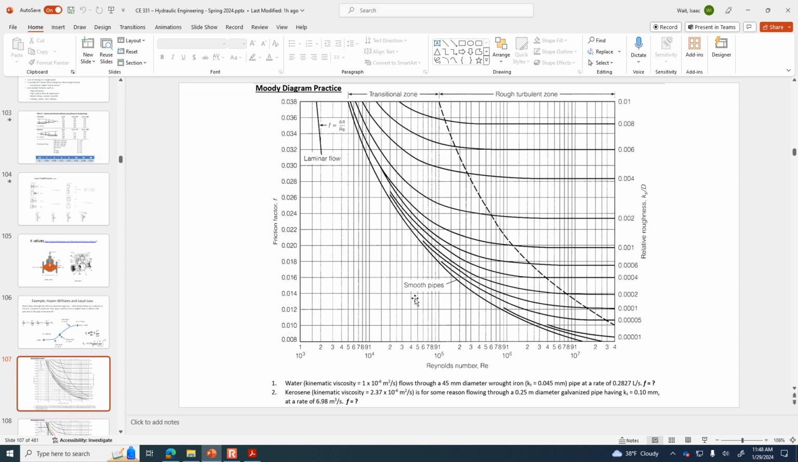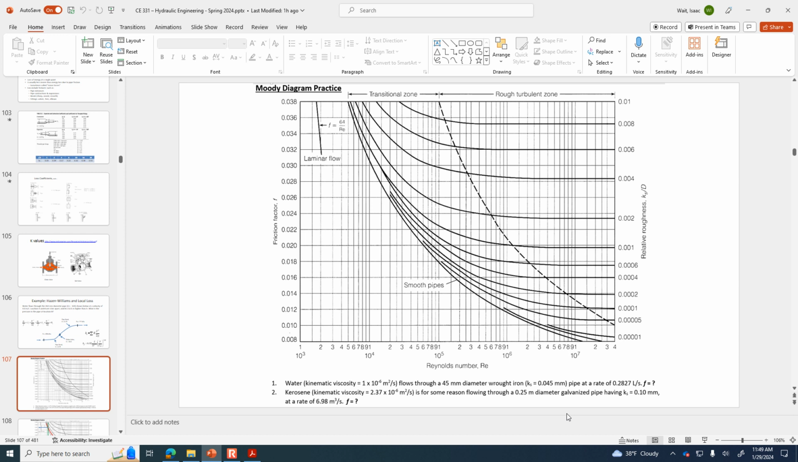I'll show you the solution process here. Up on the whiteboard, I've written that the first thing we do is determine the velocity. So we know the flow rate, 0.2827 liters per second. We have to divide that by 1,000 to get cubic meters per second. Divide that by the area of the pipe. If it's a 0.045 meter diameter pipe, then that means it's an area of 1.59 times 10 to the minus third meters squared. So the velocity through the pipe is 0.177 meters per second.